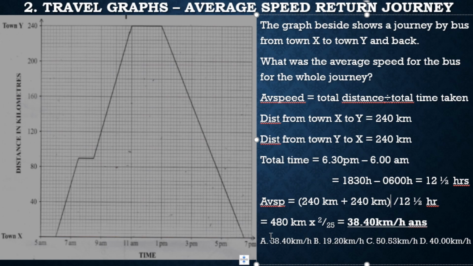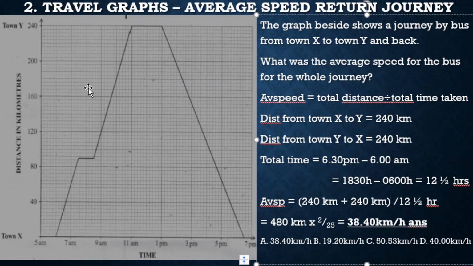Again, I repeat by saying, when you're dealing with average speed, remember, when you're getting the total distance, when you reach the top, that is only one way from X to Y. You have to move again Y to X. 240 is for X to Y, and then again Y to X, which is another 240 to get 480. That's where candidates make mistakes.